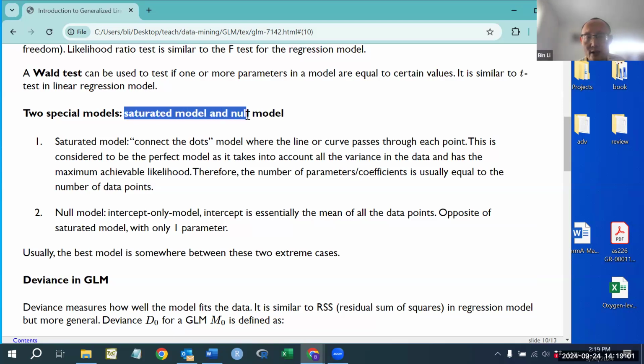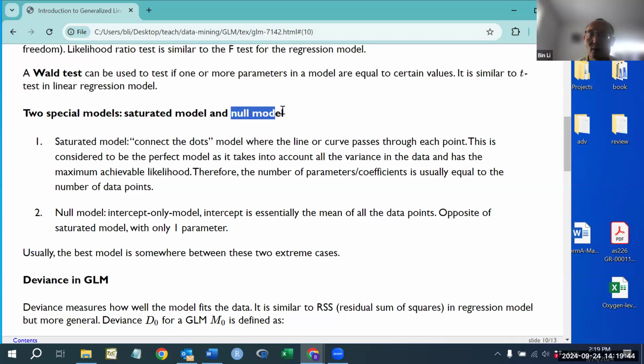One is the saturated model. The saturated model is the most complicated, and we can also call it the connected dots model. That means it fits the data perfectly. It connects the dots. So the saturated model is the model that gives the best results on the training data. Not necessarily the best model, but the model that perfectly fits the training data, but may not perfectly fit the testing data. So that's the saturated model.